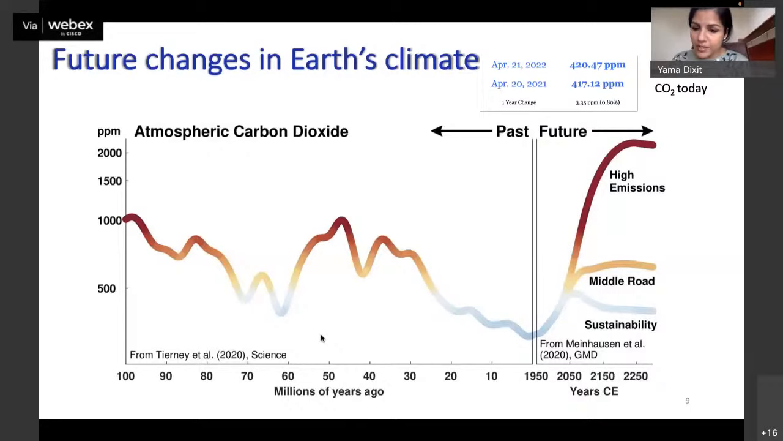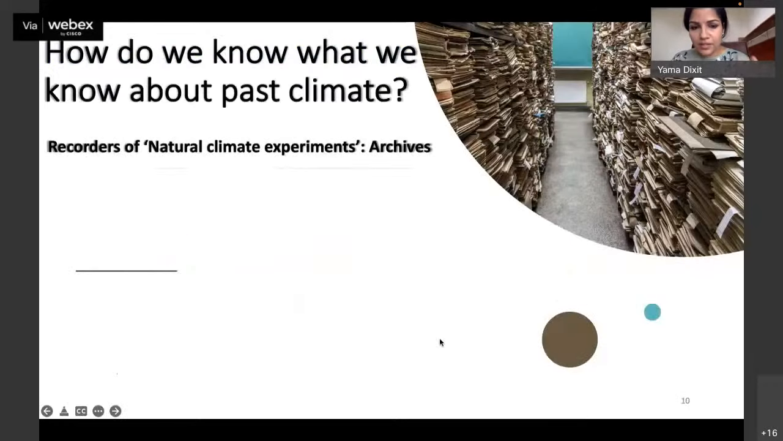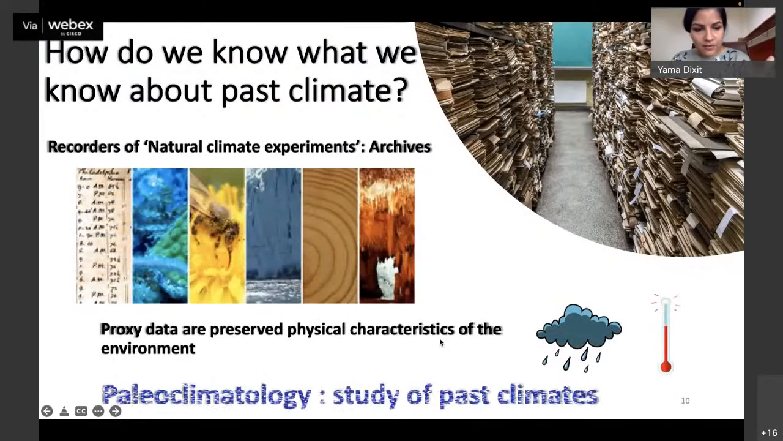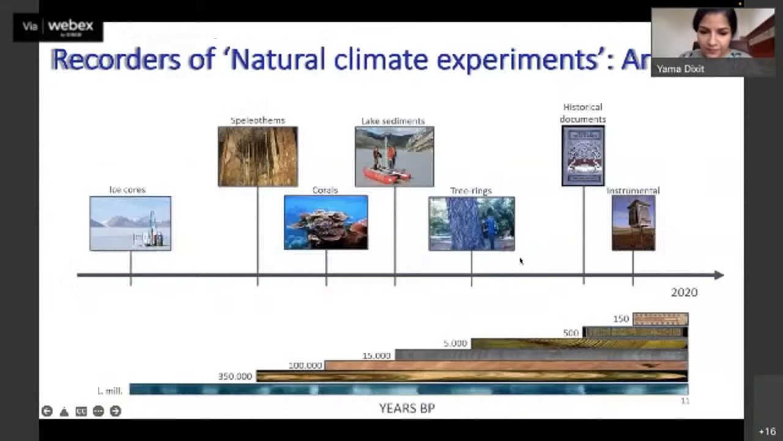And of course, we would put constraints like whatever anthropogenic inputs will be there. We can put that in and understand the future climate and prepare ourselves for the future. So that is why we need to understand past climates. The study is called paleoclimatology, and this is what I'll be talking about today.